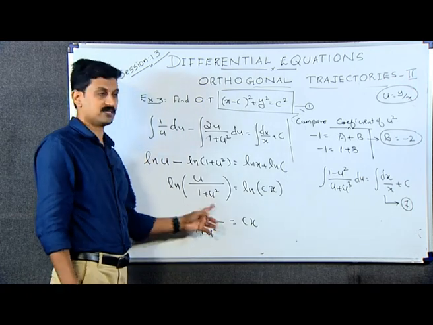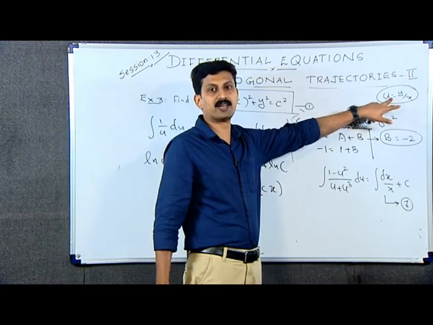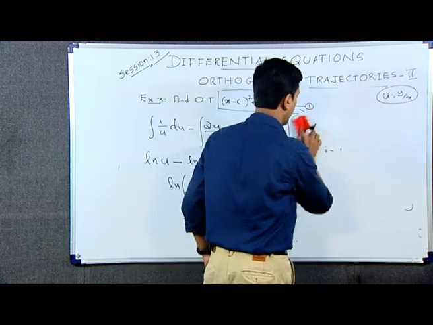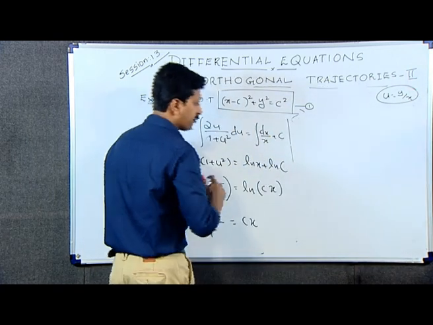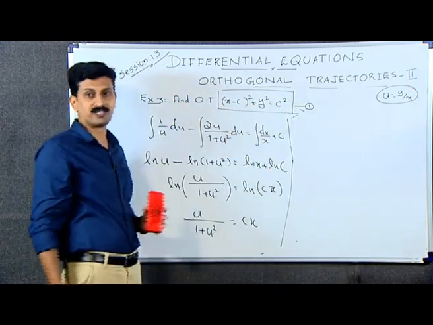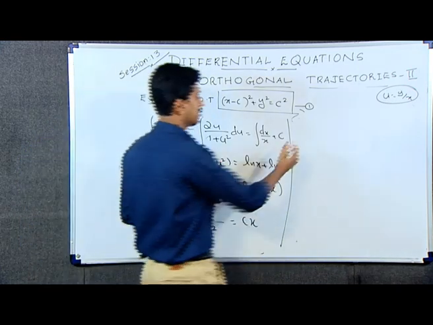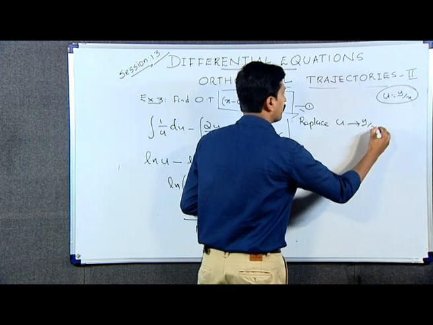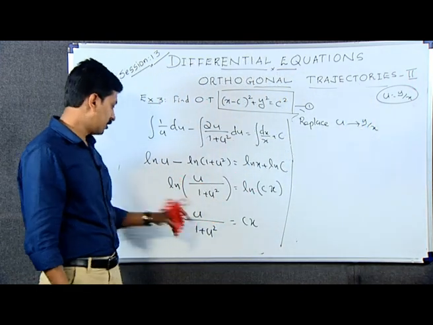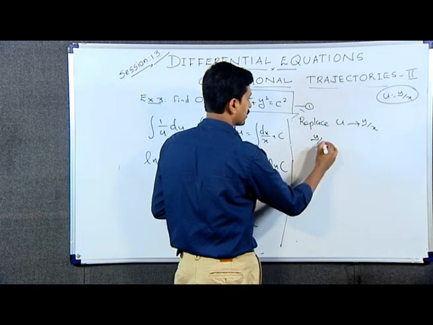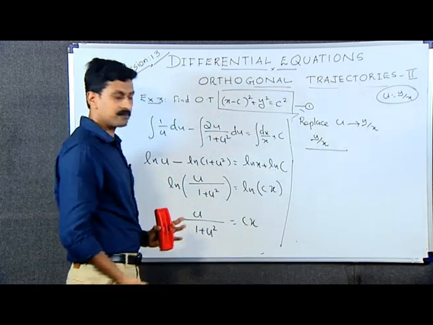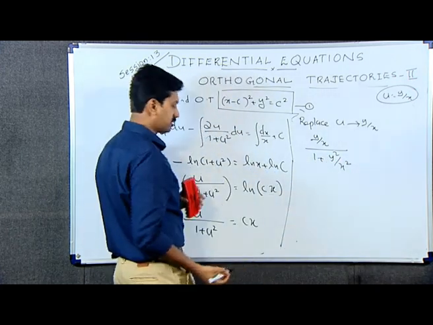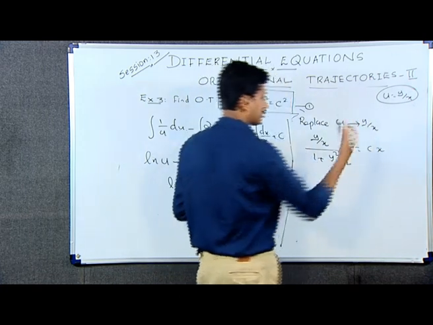Now we have to replace u by y by x, and then we will have the solution of 6. Actually, we have to solve 6 to get the orthogonal trajectories of 1. So we replace u by y by x. What will happen? This is y by x divided by 1 plus y square by x square, equal to c x.